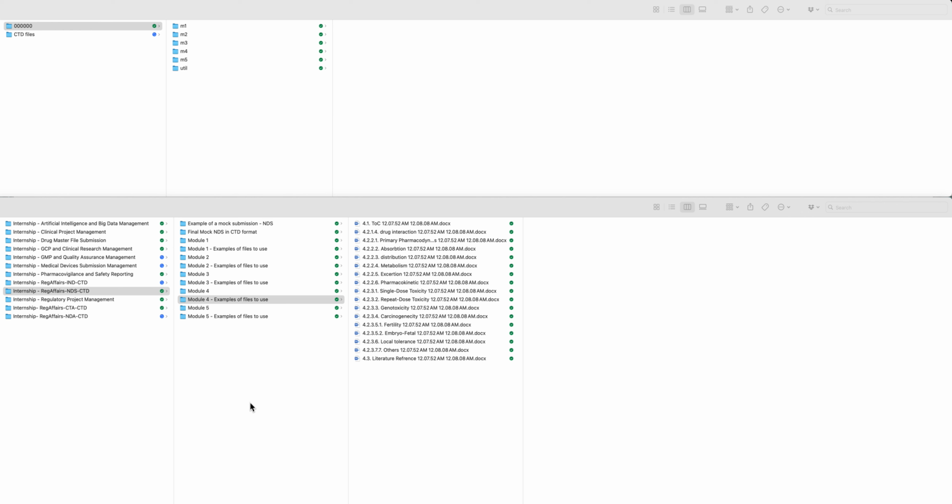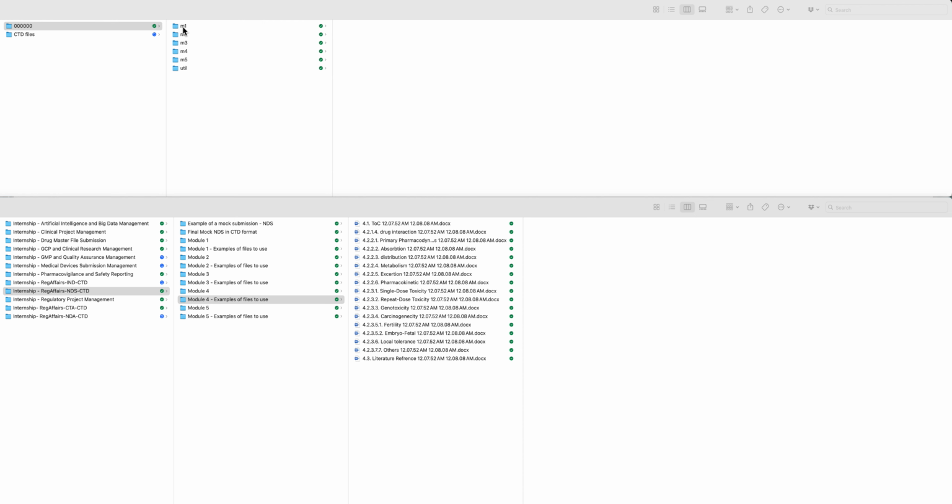We are going to look into Module 4 in the Common Technical Document or CTD, which is used for several types of submissions in all of the countries where we are using ICH guidelines. So here we are looking again into the content of module 4. You know very well that in the CTD backbone we have 5 modules that you can see on the top: module 1, 2, 3, 4, and 5.